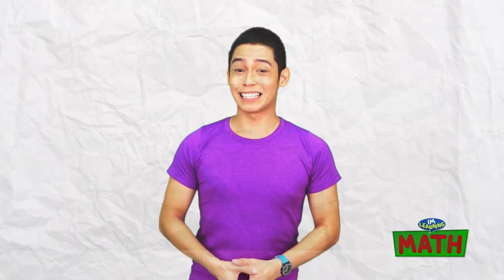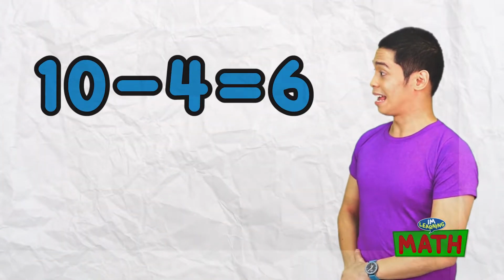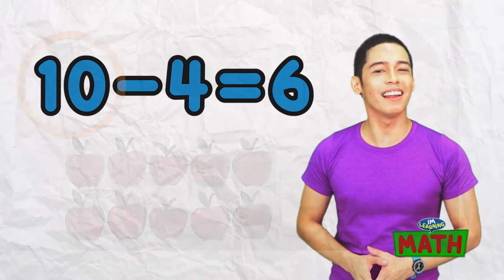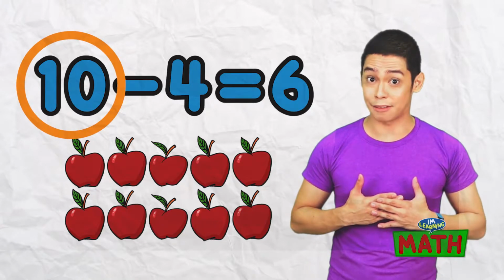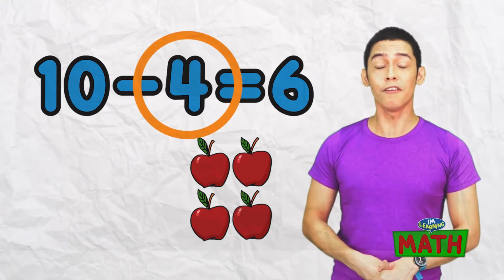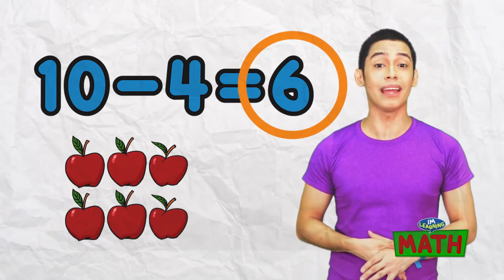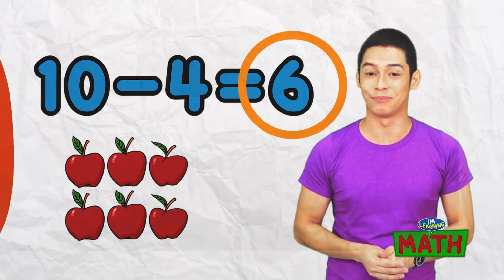We can also look at subtraction in this form. 10 minus 4 is equal to 6. 10 is the number of apples I have now. 4 is the number of apples I will share with my friends. 6 is how many I will have left after.